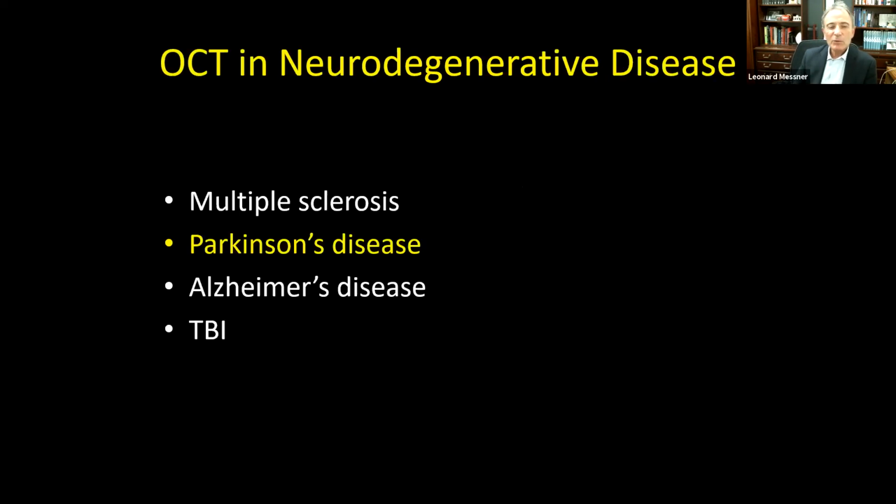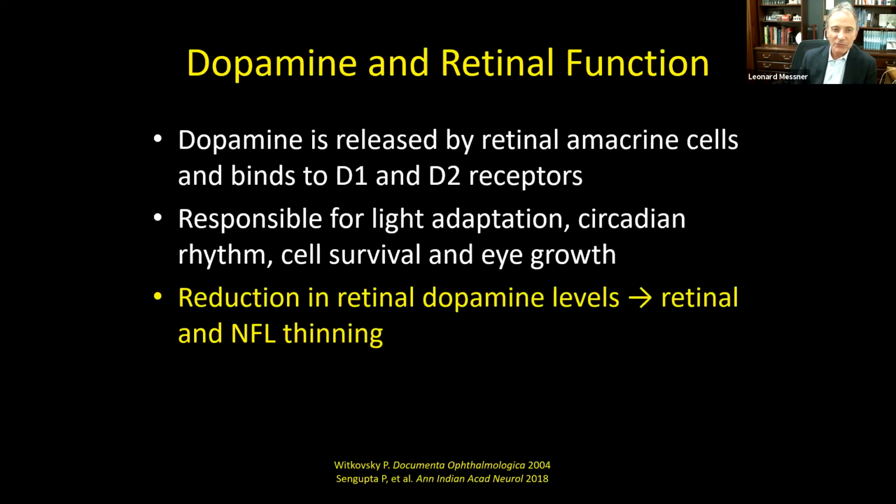So moving on, we've talked about OCT with MS. What about Parkinson's disease? And frankly, what would be the science of doing OCT with Parkinson's disease? Well, we need to remember that the retina is replete with dopamine receptors. And the dopamine within the retina is released by amacrine cells. It binds to these receptors and essentially is responsible for normal retinal function and physiology, and it's needed for the retina to thrive.